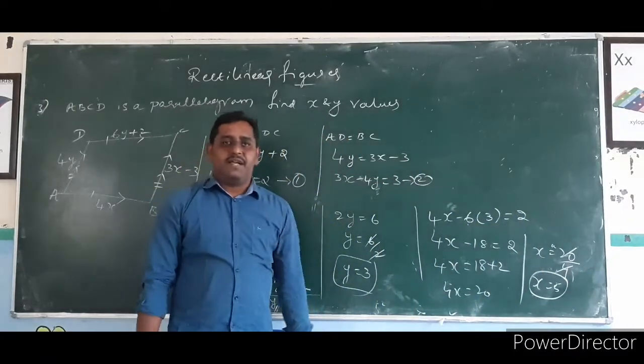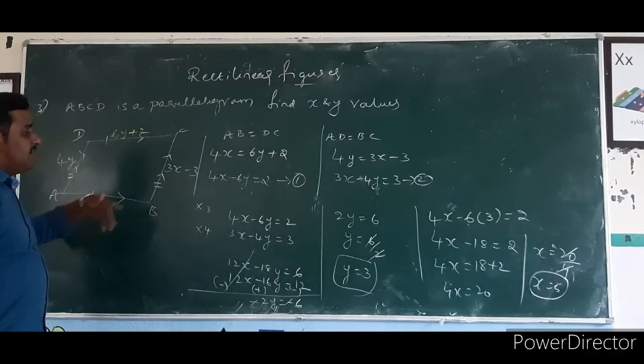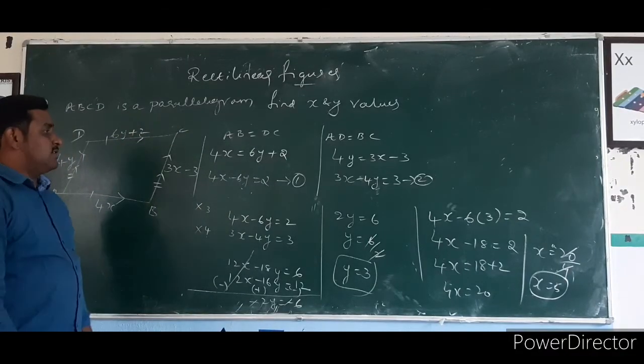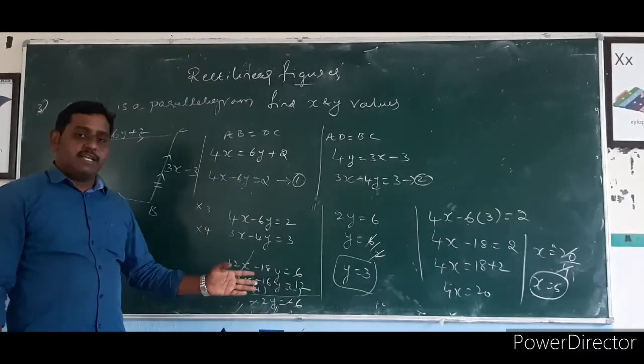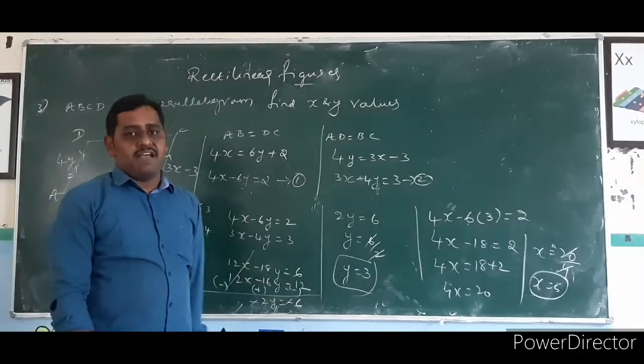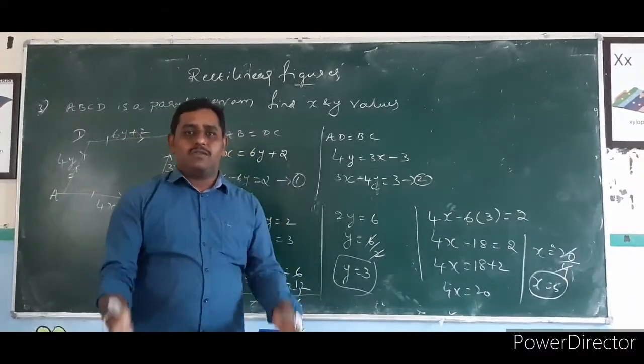Now you can easily find the values like this. If opposite pairs of sides are given like this, then you have to turn them into simultaneous linear equations. Then you solve the linear equations, and you will get the x and y values. And more problems are there in your textbook. Please sit and solve the problems.